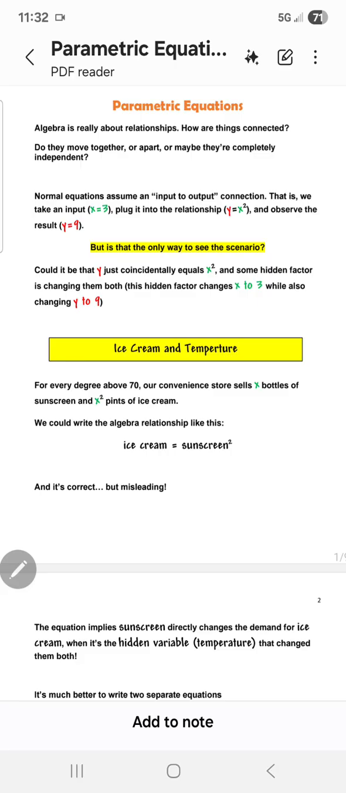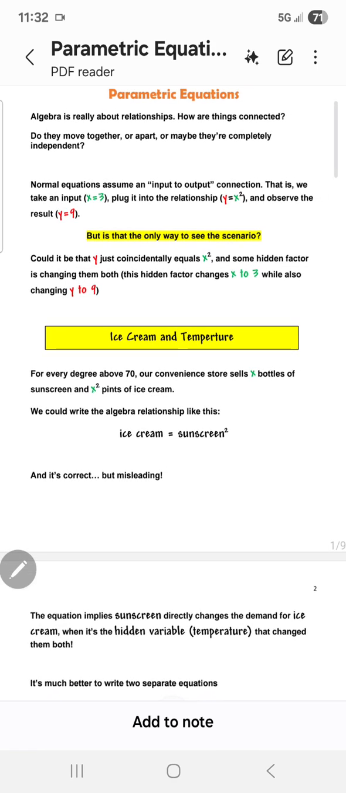So normal equations assume just one input to one output kind of connection. For every x, there's a y and things like that. So we plug in x equals 3 into some relation. Let's say y equals x squared. Well, if x is 3, then 3 squared, y would be 9, right? But is that the only way to see this scenario?